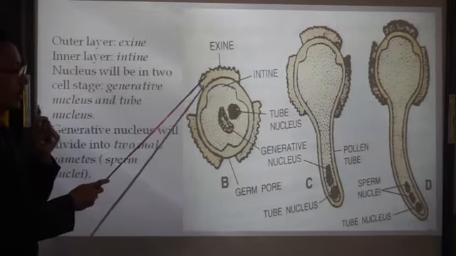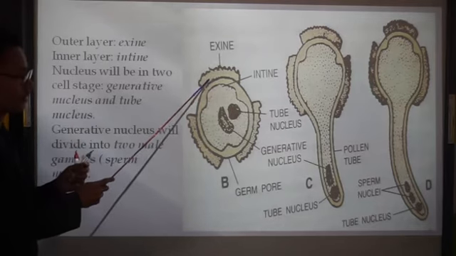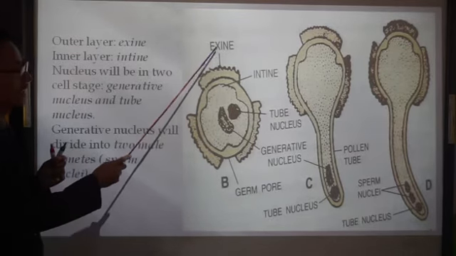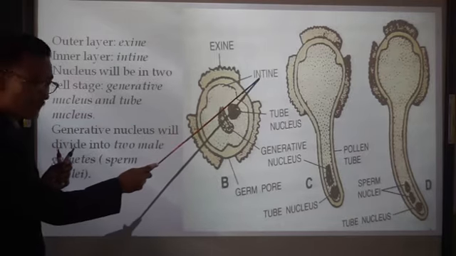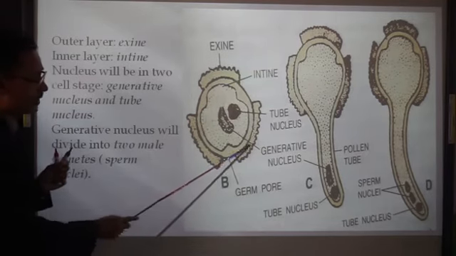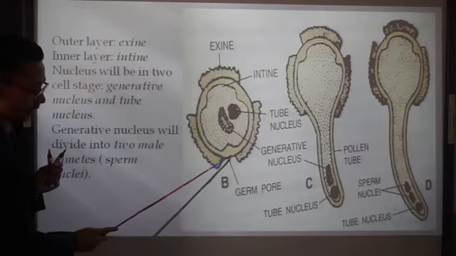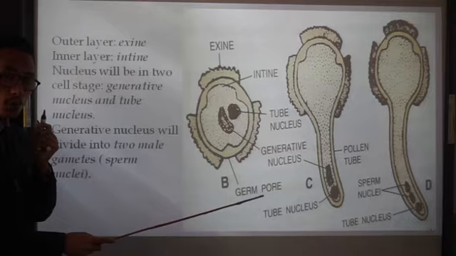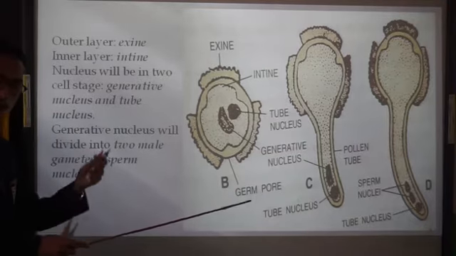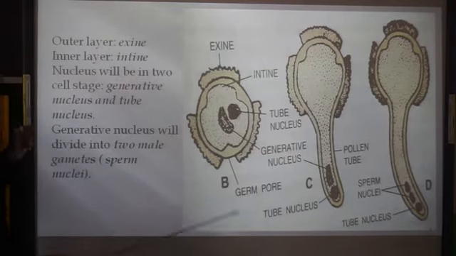Clear? So the pollen grain is a double layer structure. The outer layer of the pollen grain is called the exine, and the inner layer is called the intine. And in the outer layer, where the exine is absent, it is called the germ pore, and through the germ pore the pollen tube emerges. Clear? Now next thing, we'll go here.